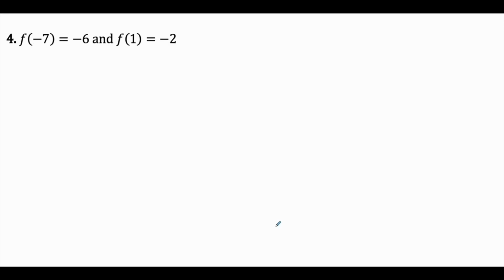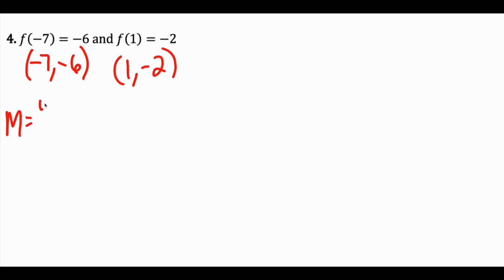All right, next one, same type of problem. We're just going to go ahead and go through this one. And again, this is the point negative 7, negative 6, and we have the point 1, negative 2. All right, so again, just like the last one, we're going to start off with our slope formula. y2 minus y1 over x2 minus x1.